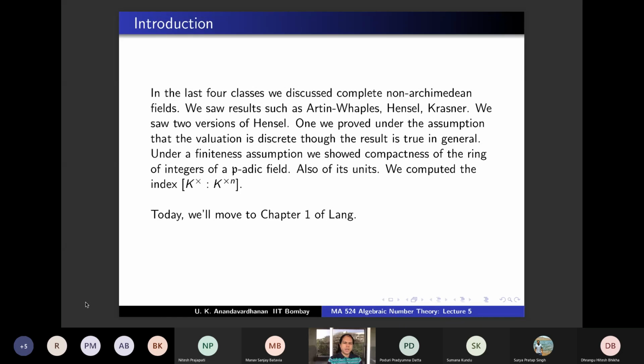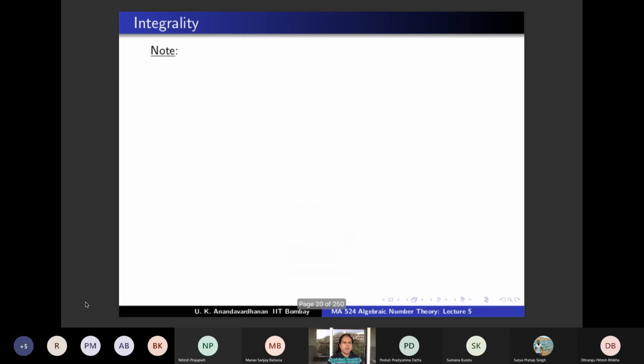So today we will move to chapter 1 of Lang. The first topic is integrality. So let's start. Feel free to interrupt, ask questions if you want. I like discussing anyway. We don't have to just go through the slides. Whenever you feel like talking, just start talking. Talk a bit louder, only then it will be clearer to me.